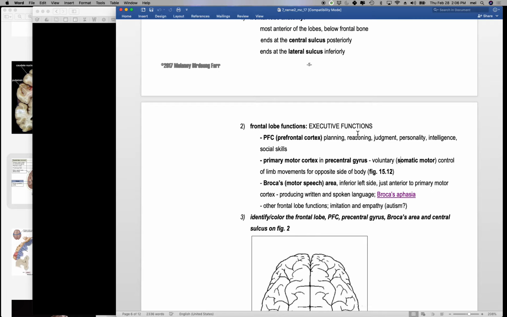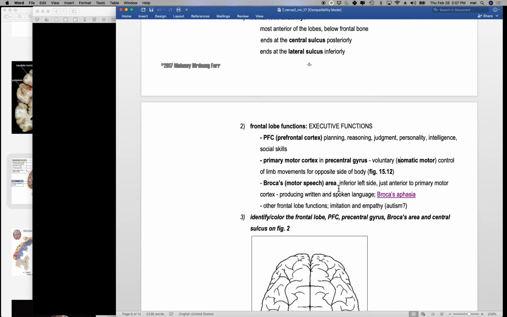So this is the motor speech area. If it's broken, it doesn't mean that I don't look at an apple and know that it's a thing to eat. No. It means that I cannot produce the patterns that will allow you to understand the image that's in my head. Does that make sense? So it's motor speech. Good? Okay, you got it? So the motor speech area is producing written and spoken language.